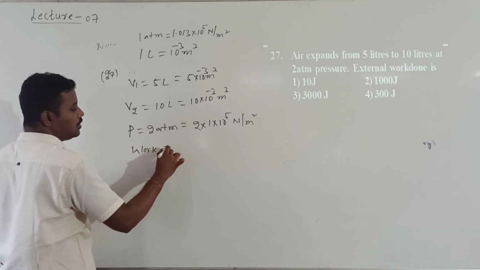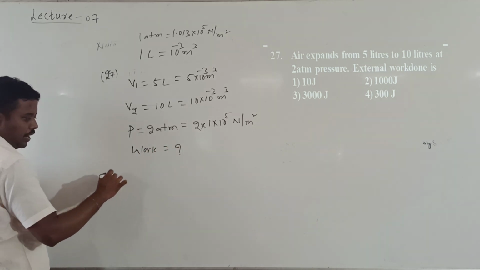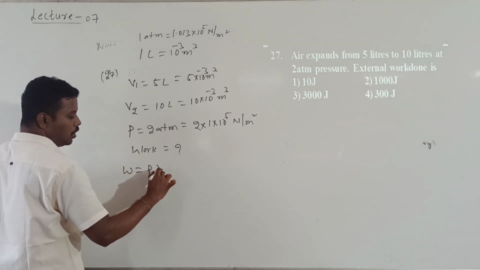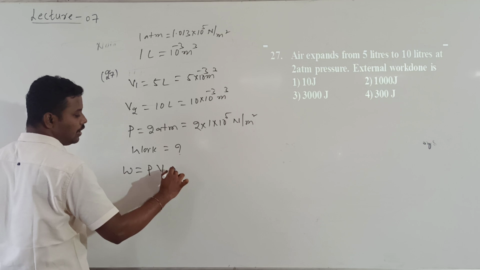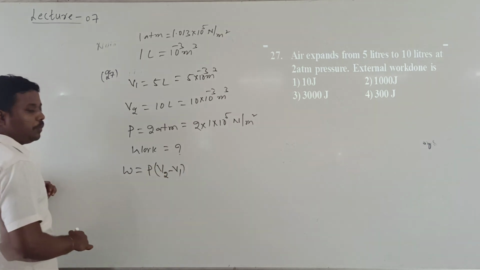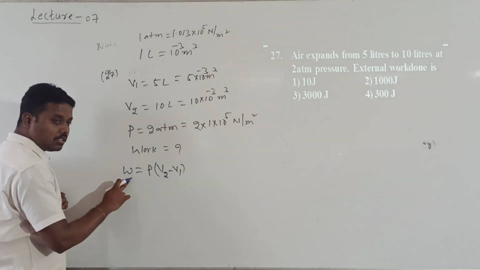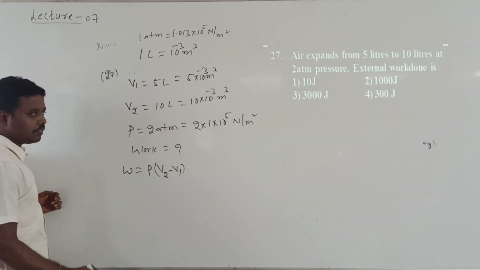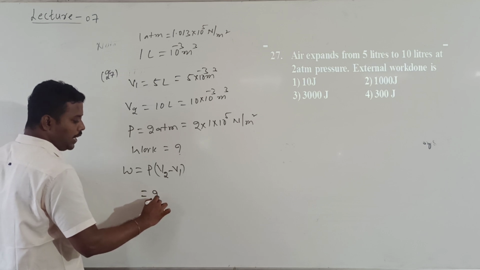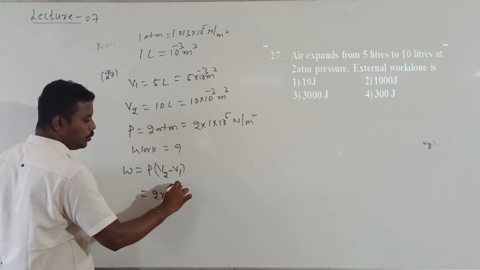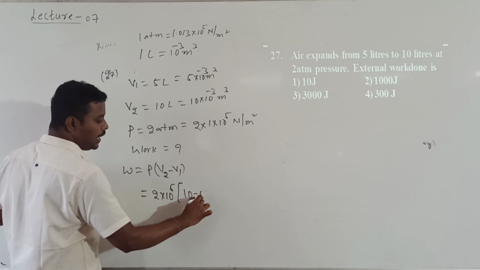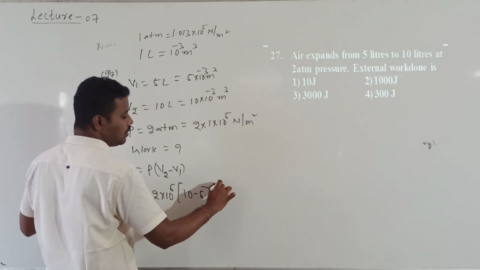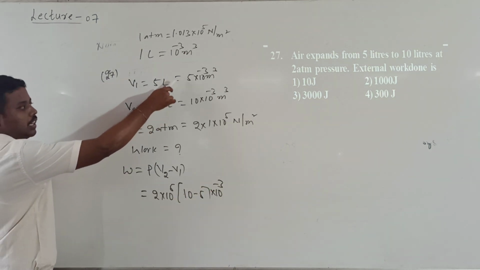So work done value is equal to how much? What is the formula for work done? W is equal to, at constant pressure, volume changing from V1 to V2, work done formula P into V2 minus V1. If pressure is not constant, W formula is integration of P dV. So P value 2 into 10 to the power of 5 into V2 minus V1, 10 minus 5 into 10 to the power of minus 3. I take 10 to the power of minus 3 common.